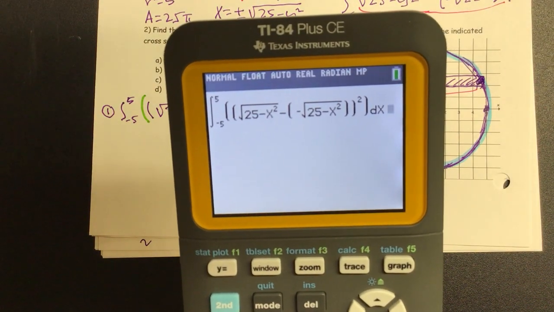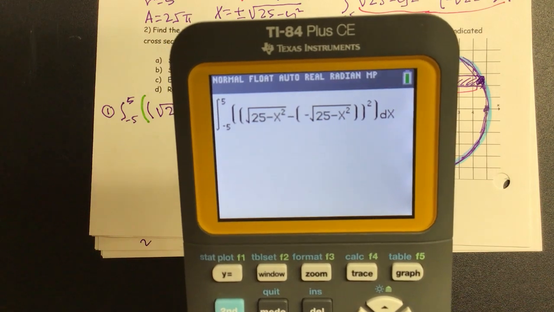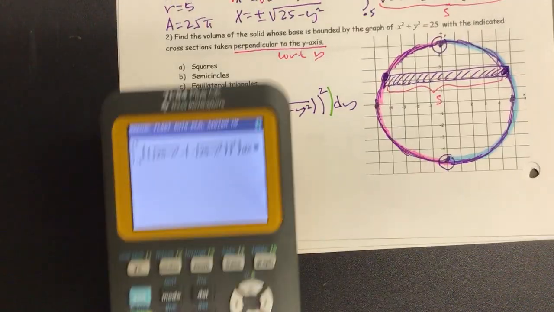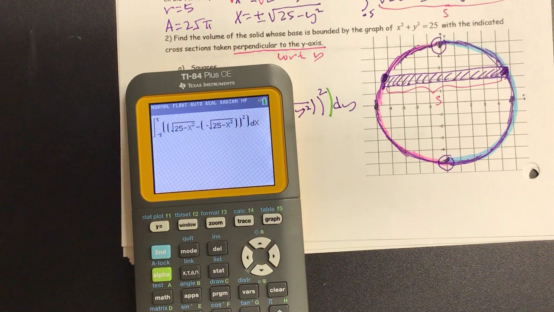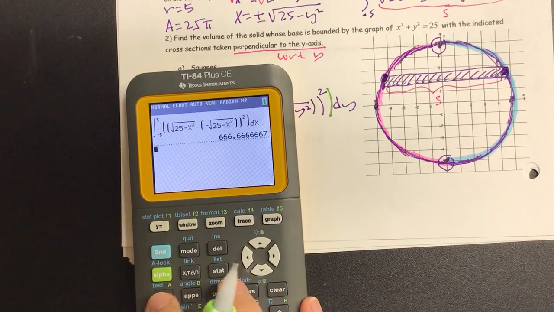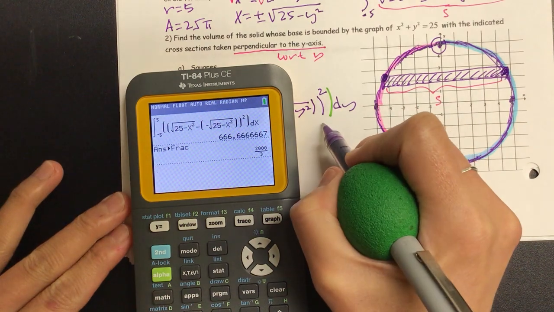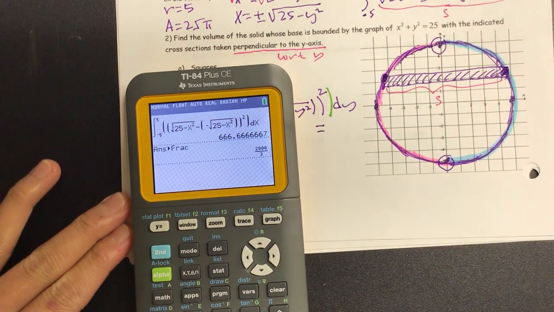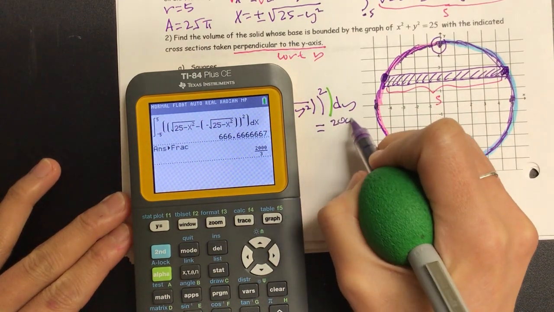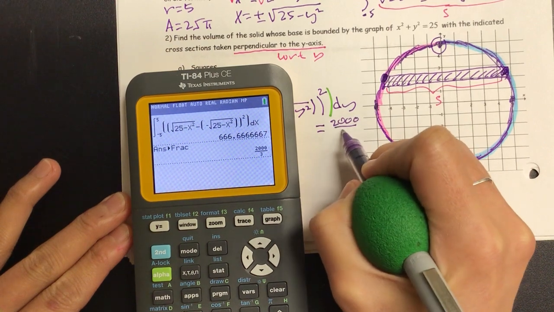All right. Let's see what the volume of this might be. It's going to be a big number, right? And I want to go ahead and put this as a fraction. Wait, Ms. Barkley, how do you do it as a fraction? You go to math, enter. Oh, if I'm working. 2,000 over 3.